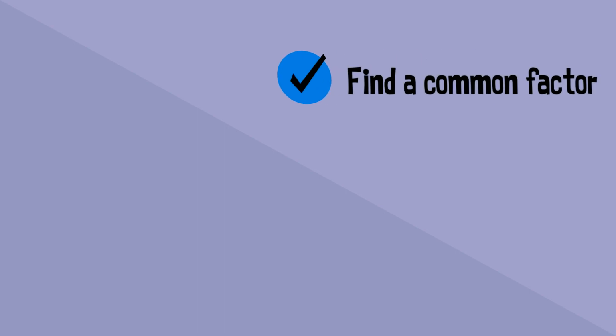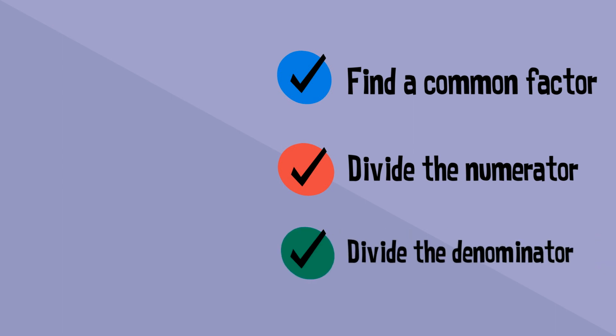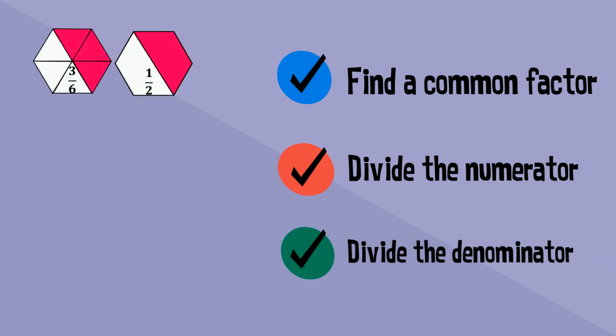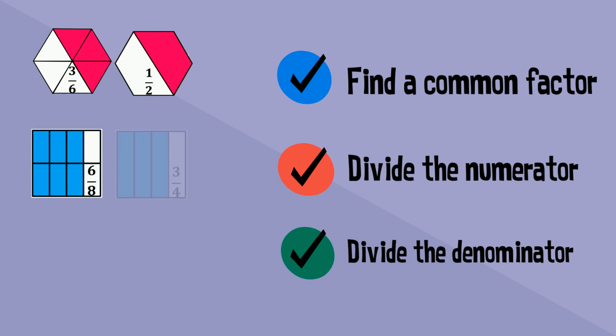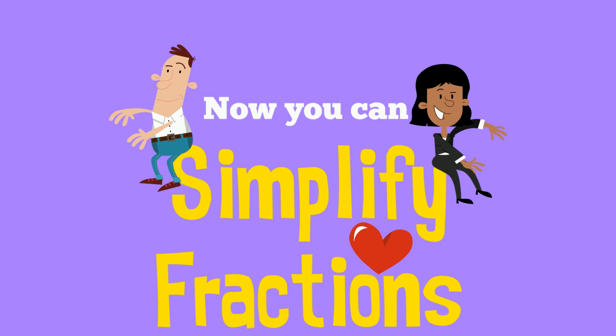When you simplify fractions, there are 3 steps. Find a common factor, divide the numerator, and divide the denominator. The simplified fraction has the same value as the original fraction. It's the same amount. Now you can simplify fractions. Thanks for helping Fred have such a great first day at the fraction factory.